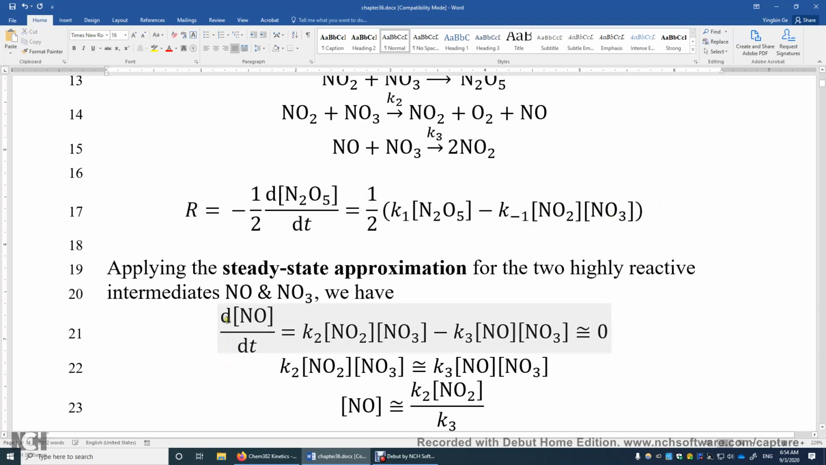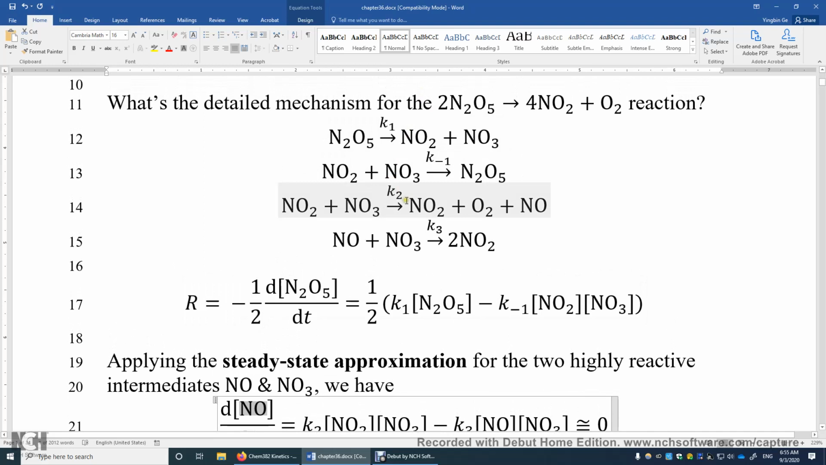So now let's write out this steady state approximation. dNO over dt is roughly 0, and we can expand this dNO over dt in terms of a fairly complex expression. How did I get this expression? It's very simple. We just need to focus on this NO and look at these 4 elementary steps. We check for NO. NO appeared here. NO appears here. So NO is produced in the third step here. The production rate is K2 times NO3 times NO2 times NO3.